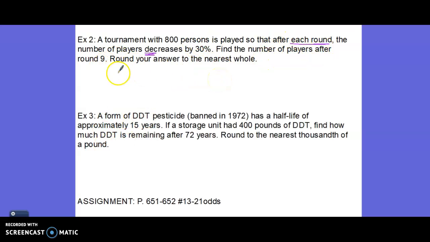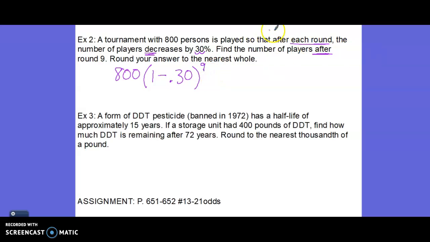So, we start with 800. We'd have 1 minus 0.3, because if you move that decimal over twice, it is 0.3. If it helps, do 0.30. And it is, I would say it makes sense to count the rounds out, but I'm pretty confident that it would be to the 9th power.